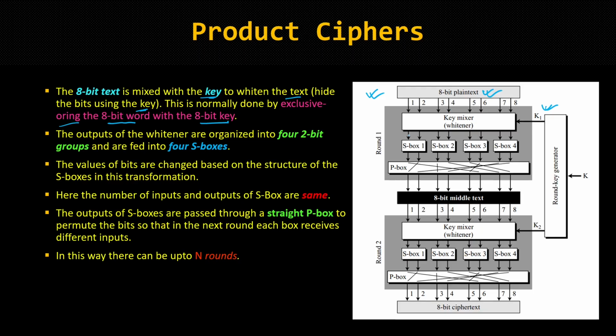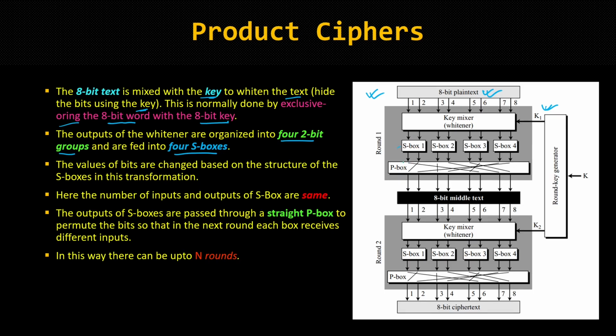Okay, so after performing the exclusive OR operation, the outputs of the whitener are organized into 4 2-bit groups and are fed into 4 S boxes. So what is happening here is, after we have done the exclusive OR operation, these 8 bits are grouped into 2 bits each, right? And they are fed into 4 of these S boxes. Okay, so 2 of the bits from this key mixture are fed into each S box. So there are 4 S boxes, each taking 2 input bits from this key mixture.